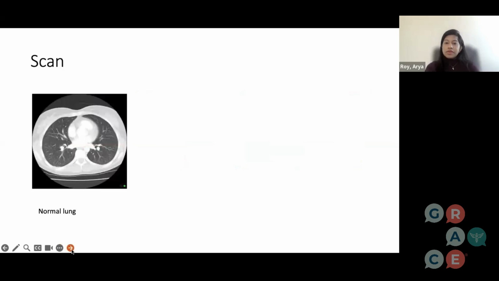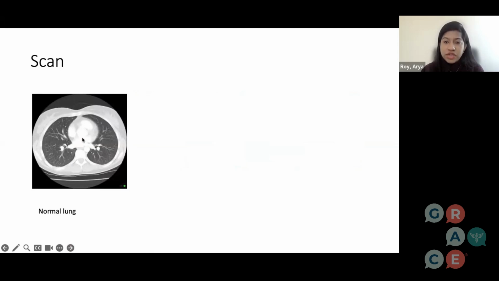So let's look into the scan findings, or the imaging findings, that can be seen in interstitial lung disease. This is a CT finding of a normal lung. You can see in the middle portion, the round structure that you see here is your heart. And on both sides of the heart, you can see your lungs.